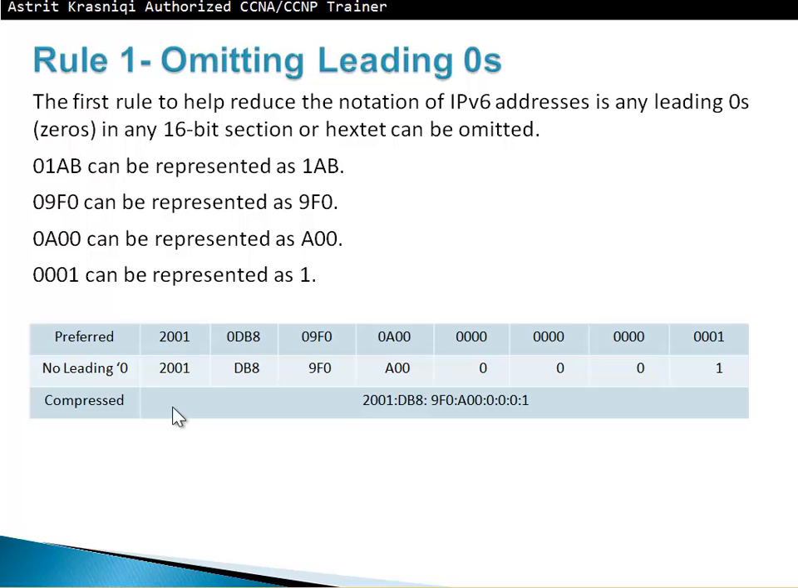So in the compressed version, we can write this IPv6 address as 2001:db8:9f0:a00:0:0:0:1. Now it has to be a colon: no semicolon, no comma, no dash. It has to be a colon.